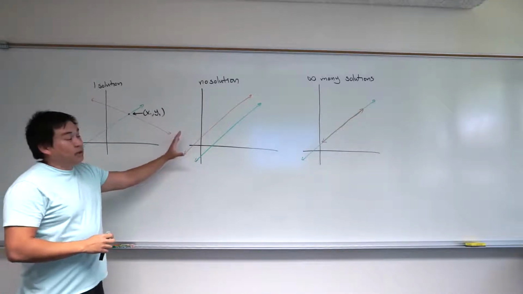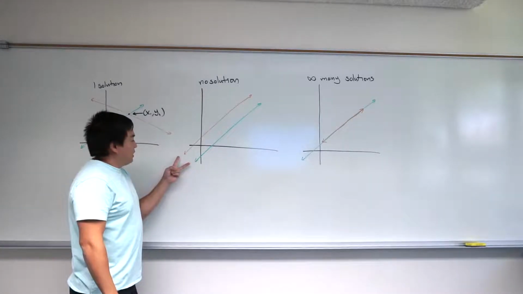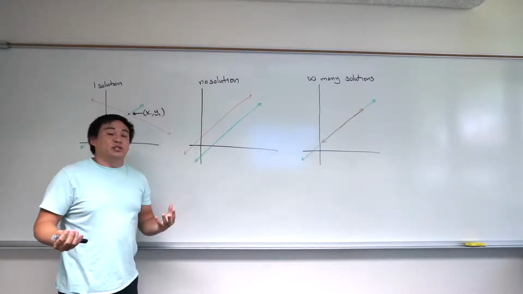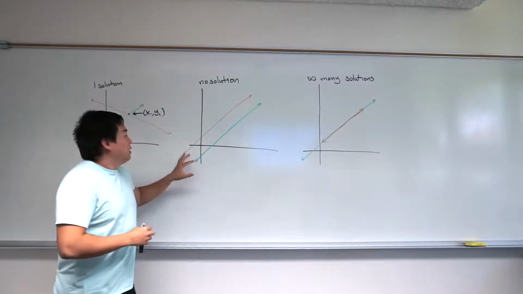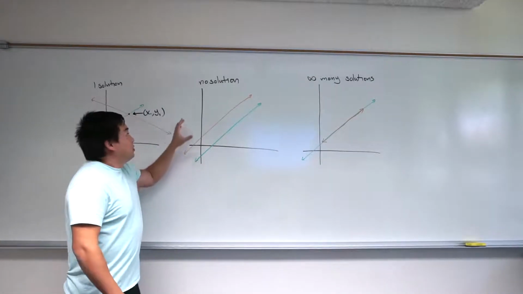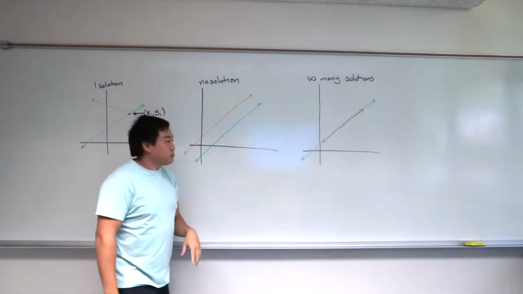The next one is going to be called no solutions. And if you notice that these two lines, this orange and green line, they're parallel. And if you remember from something that you did before in another class or previously in your math experience, parallel lines never touch or never intersect. So that's why there's no solution, because these lines never touch.